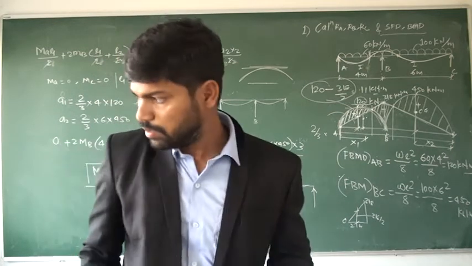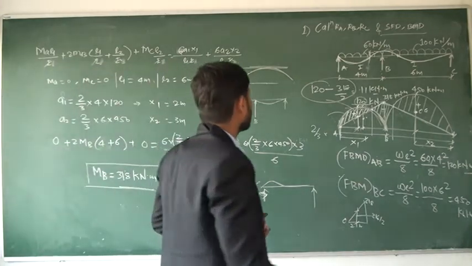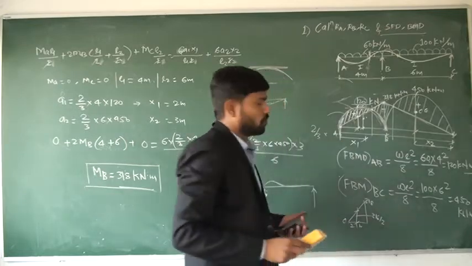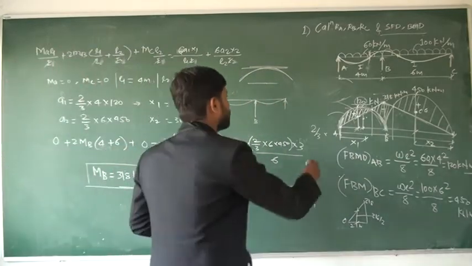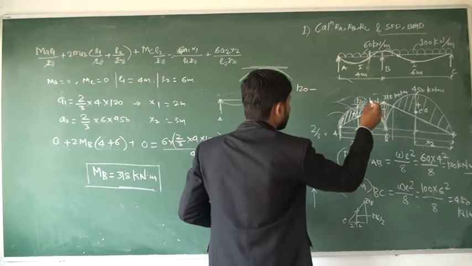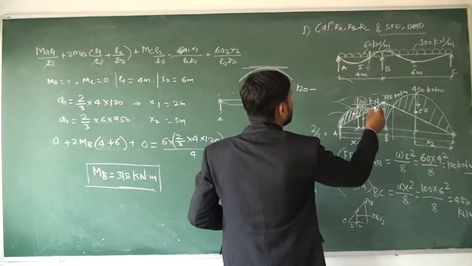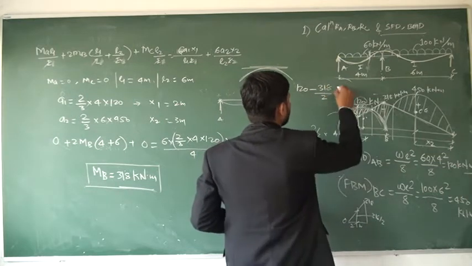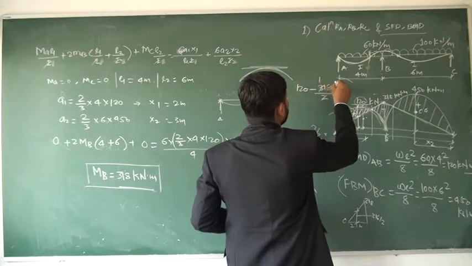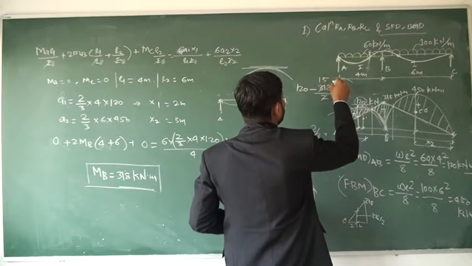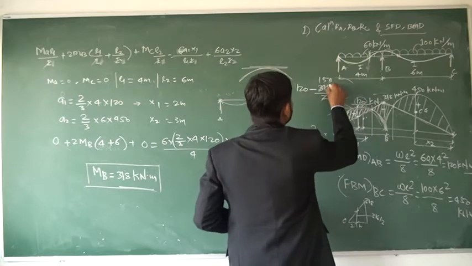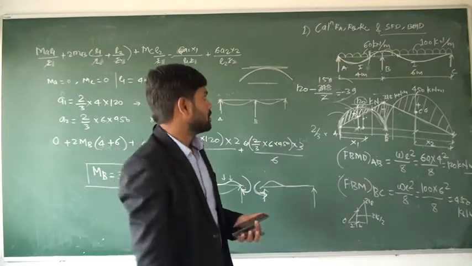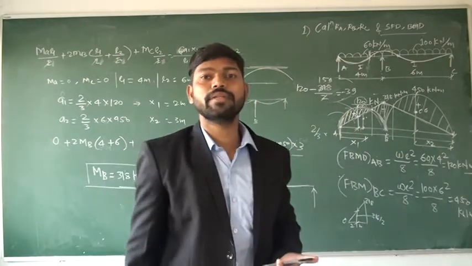Okay, it may be negative, it may be positive. 120, if you calculate this 120 minus 318 divided by 2, that is 159. So 159 is minus 39. Here also the bending moment will be negative, as this is 318 and this is 120. So here also the bending moment will be negative.